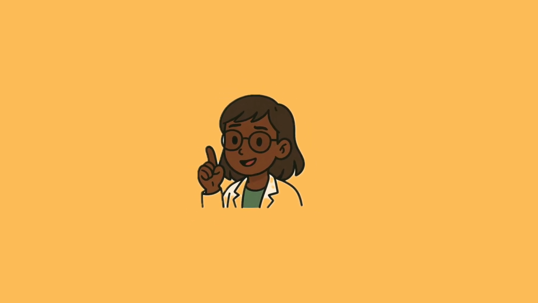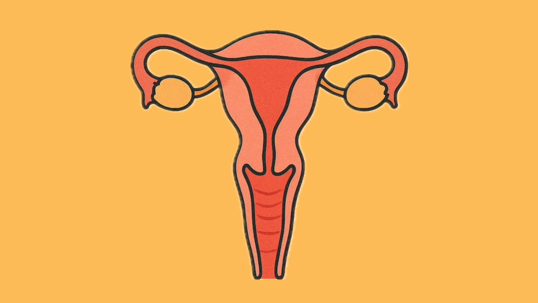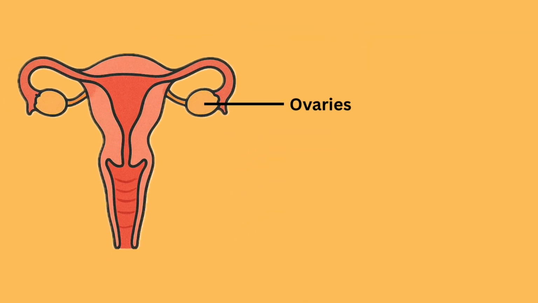Now, let's turn to the female reproductive system, which is more complex because it must perform several roles. It produces eggs, provides a site for fertilization, supports the developing embryo, and finally allows for the birth of a baby. The primary organs of the female system are the ovaries. These are small, almond-shaped structures located on either side of the uterus. The ovaries have 2 main functions.